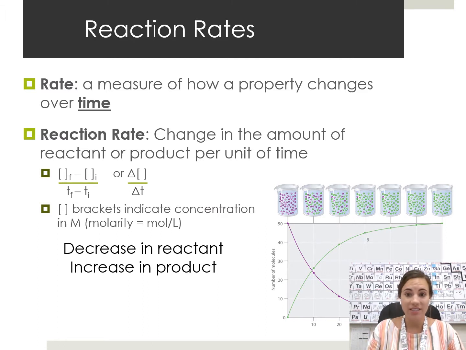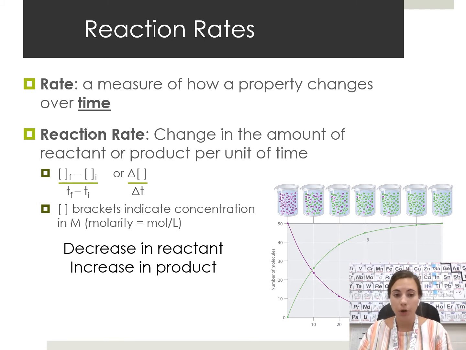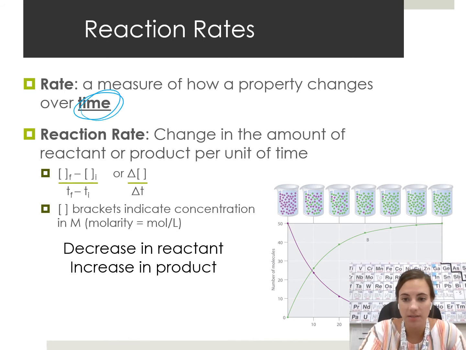So what is a rate in the first place? A rate is a measure of how any property changes over time. So think of when you're driving your car, you're driving 50 miles per hour. That's a rate. The change is in your distance, your mileage, and your time is in hours, so miles per hour. So a reaction rate is the change in the amount of reactant or product over a unit of time. So the thing that makes anything a rate is that time piece, okay?